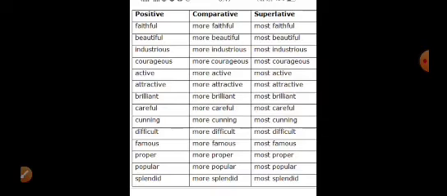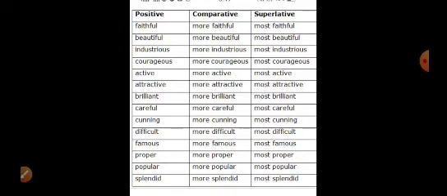Industrious is one who does hard work, then we call him laborious or industrious. Courageous, more courageous, most courageous. Active, more active, most active. Attractive, more attractive, most attractive. Brilliant, more brilliant, most brilliant. Careful, more careful, most careful.